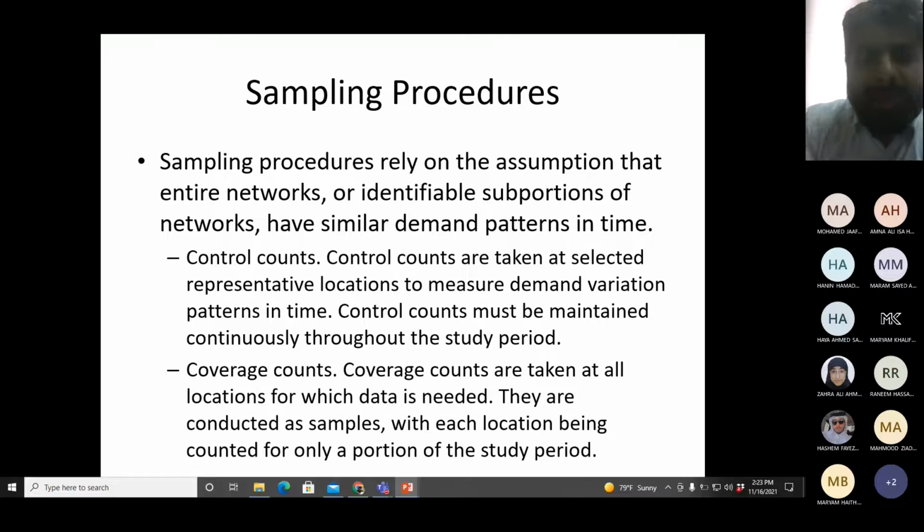So for example, if I collect data for civil engineering students, and I try to apply it to mechanical engineering students or to architecture students, will it work? No. Same thing with the traffic data as well. First of all, divide your network into smaller portions which are similar in characteristics to each other, similar in terms of type of road and type of area.